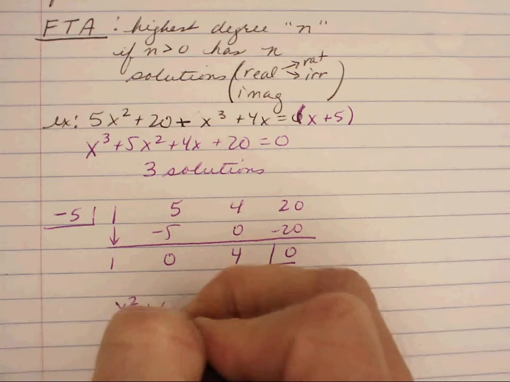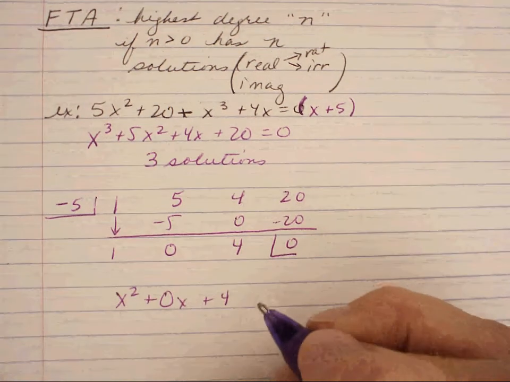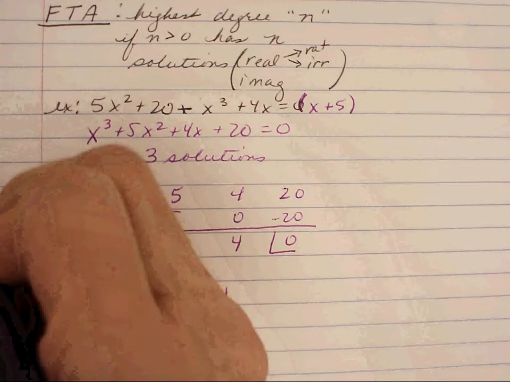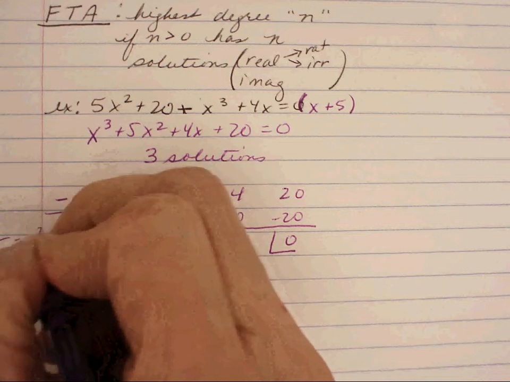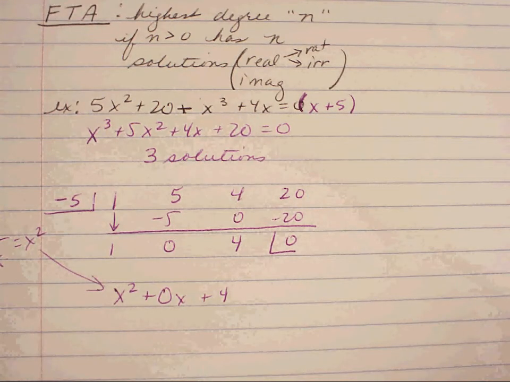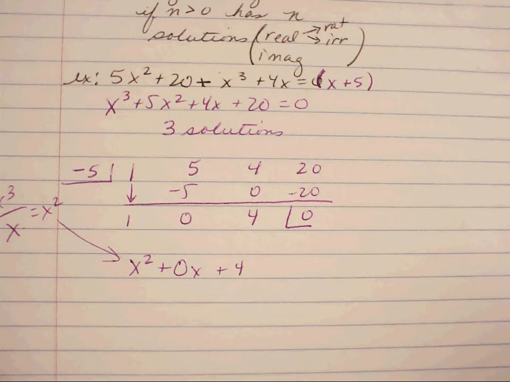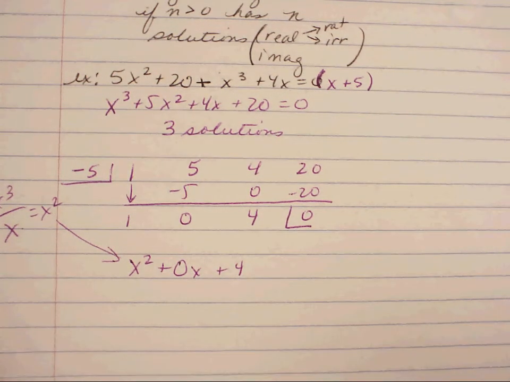Now, we are at x squared plus 0x plus 4. Now, how do I know I start with x squared? Because I started with x cubed and divided by x, which leaves me an x squared to begin my depressed polynomial. By depressed, it doesn't mean sad. By depressed, it means lower exponent.